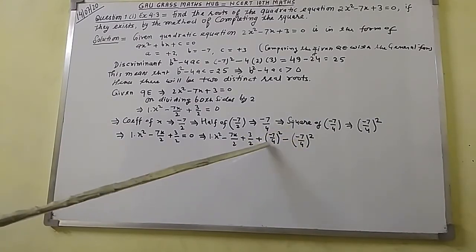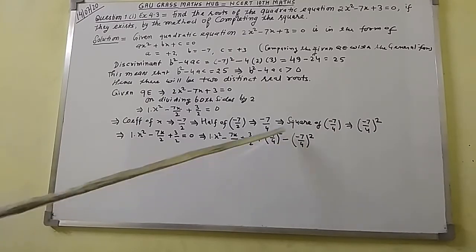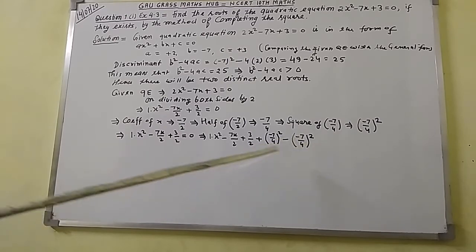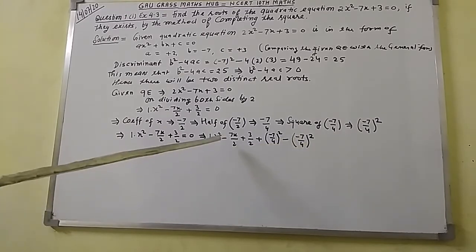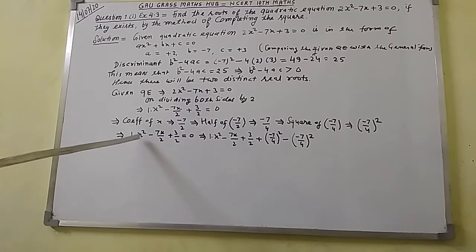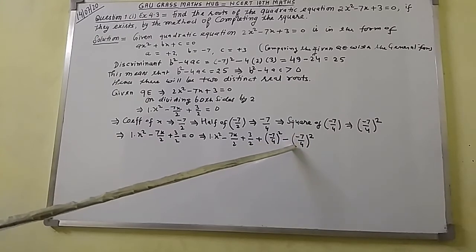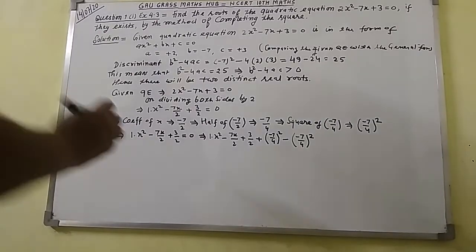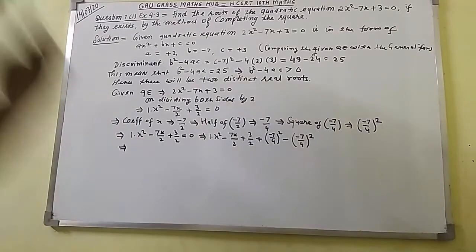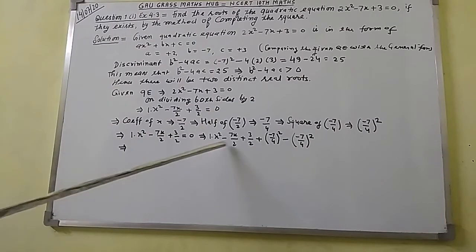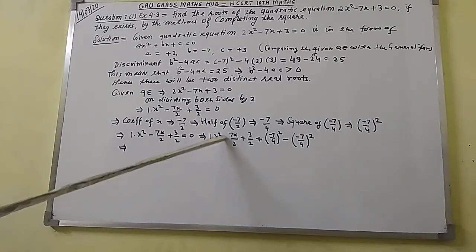Both are the same. Plus and minus is there. These two terms will cancel out. There will be no effect on the original quadratic equation. That's why this value will be added and subtracted simultaneously. So now do the process next. Here you can see, here minus is there.